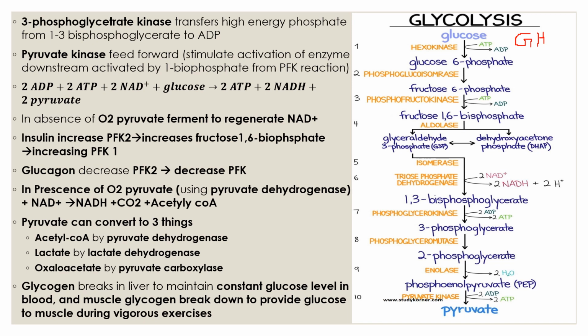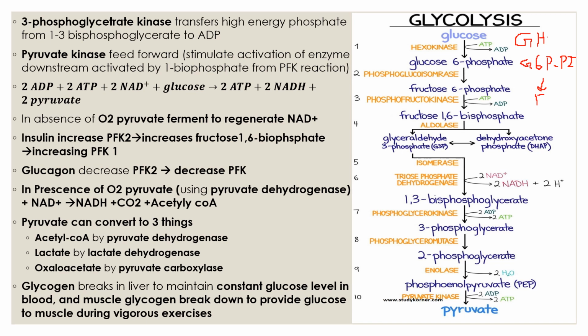So GH: glucose goes into glucose 6-phosphate and it uses hexokinase, so GH. And then we have G6P. And then G6P uses PI, right? So G6P, glucose 6-phosphate, uses phosphoglucoisomerase, my bad. And then G6P goes into fructose, using phosphoisomerase.